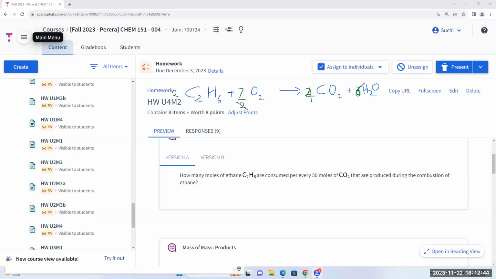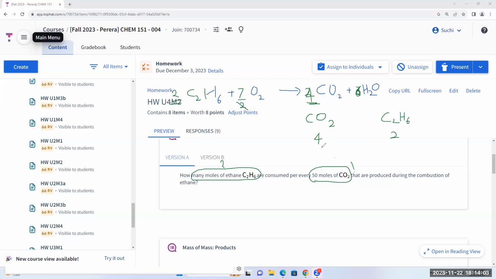Now once we have that, we look at what is given and what is being asked. What is given to us is the moles of CO2, and what they're asking is how many moles of ethane is needed. Based on the balanced chemical equation, to get 4 CO2 moles, I need 2 moles of C2H6. So I'm going to write that. To get 4, I need 2.